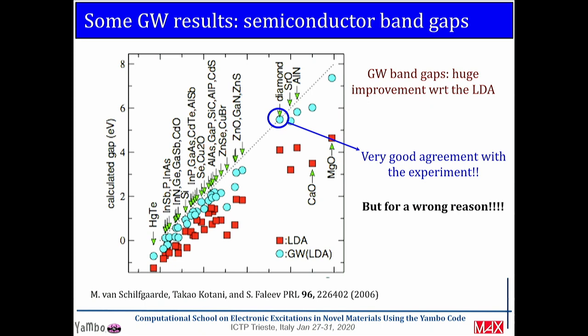Maybe Andrea worked exactly on diamond. So don't be scared if you don't match the experiment, but don't be so happy even if you match, because it could be the wrong reason for the matching with the experiment. Here, other effects enter, so the story is not just that the GW calculation explains the gap of diamond, also because it varies with temperature.